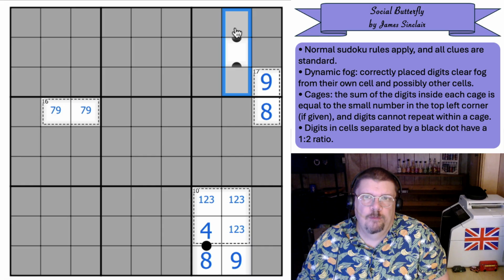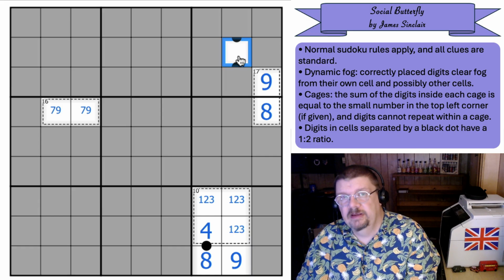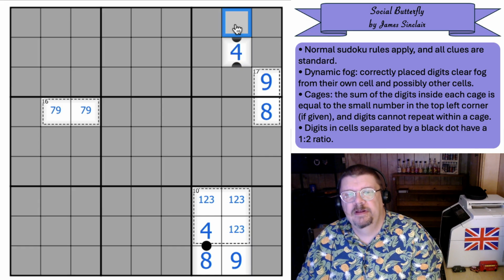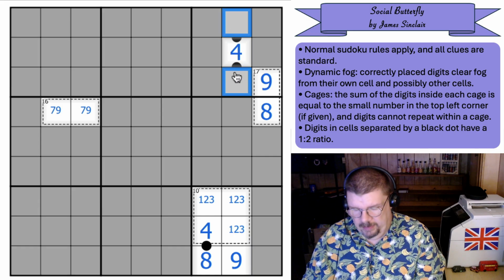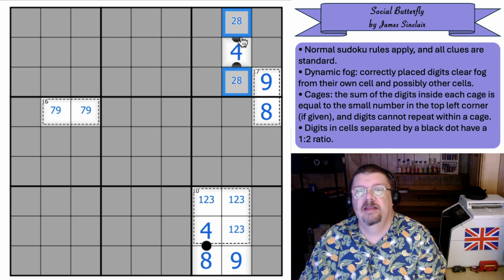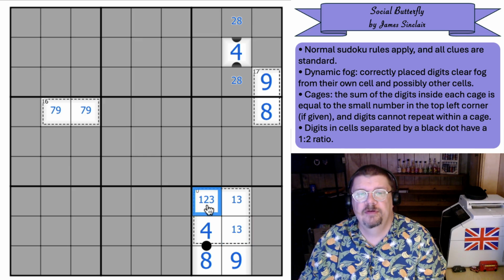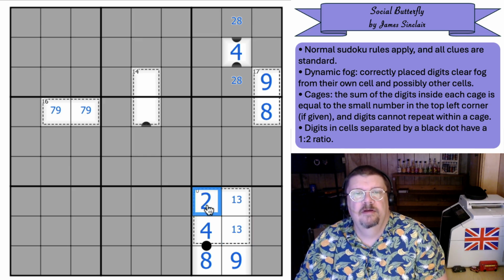But if I have 1, 2, 4 there, then I'll have 5 cells using only 4 digits, 1, 2, 3, and 4. So this must be 2, 4, and 8, and the 4 must be in the middle. That puts a 2 and an 8 like that. And that now looks down, removes 2 from those, and makes that a 2. Great.